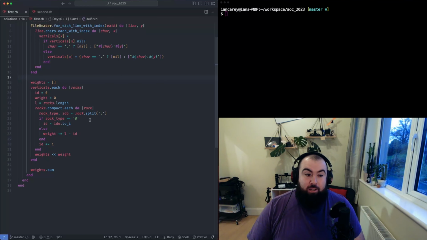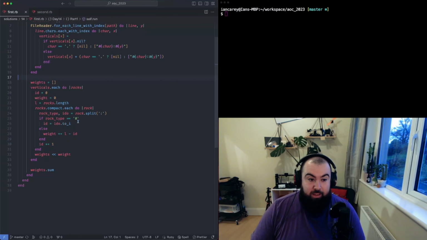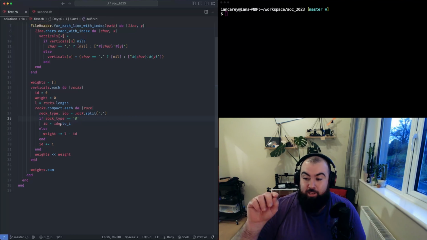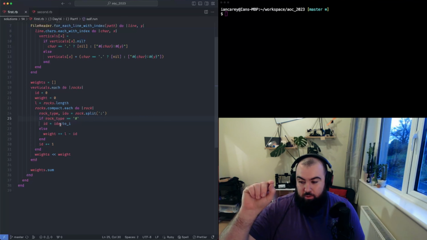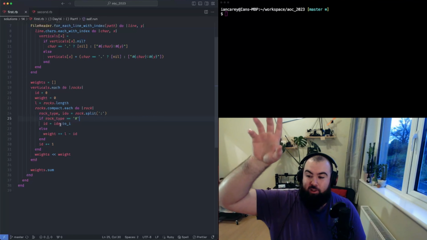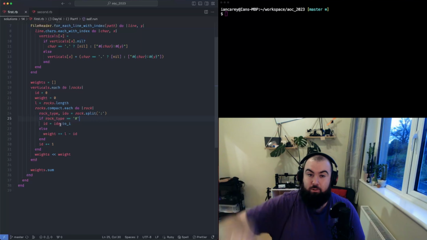So I start from the first one, and I do this sort of lookup based on finding a hash symbol. If you find a hash symbol, you change this ID value. The ID value starts at 0. You change this ID value to equal the ID of that stationary rock, because they're all going to slide up the way. If you start at 0, so this is the case here.